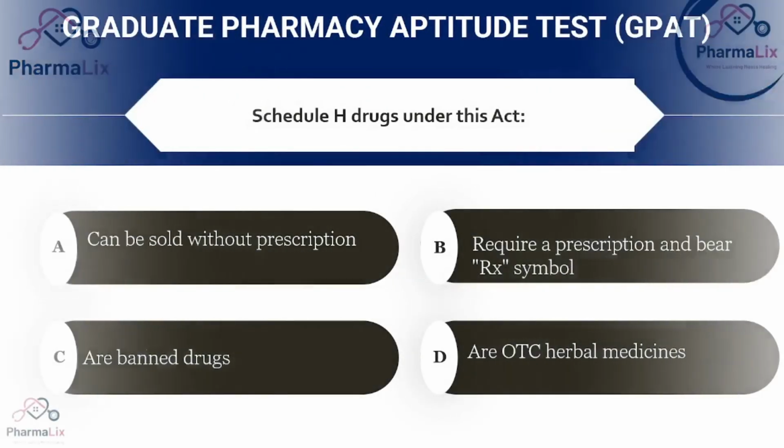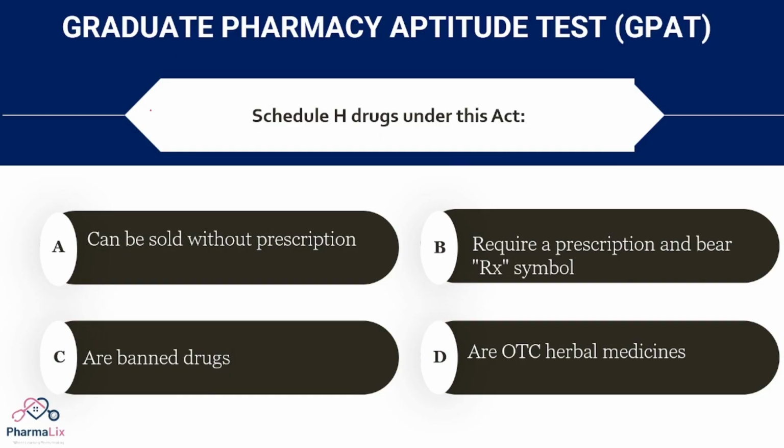Let's move to the next question, that is Schedule H drugs under this act. Schedule H drugs are under this act. Can they be sold without prescription? Nope. They require a prescription and bear the RX symbol. Those who know the RX symbol, please comment down below what is the meaning of the RX symbol. Schedule H drugs are those drugs for which the prescription is necessary. So B would be the correct option.